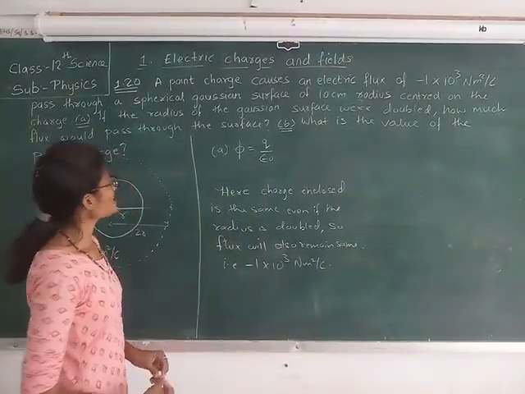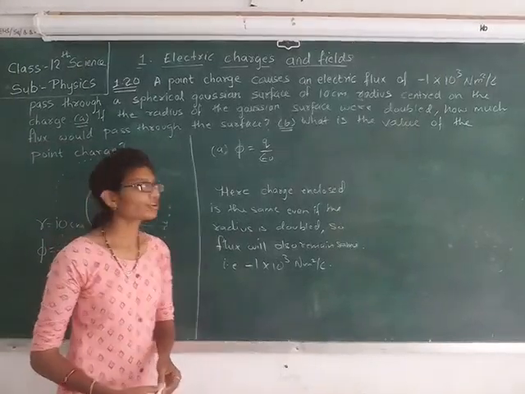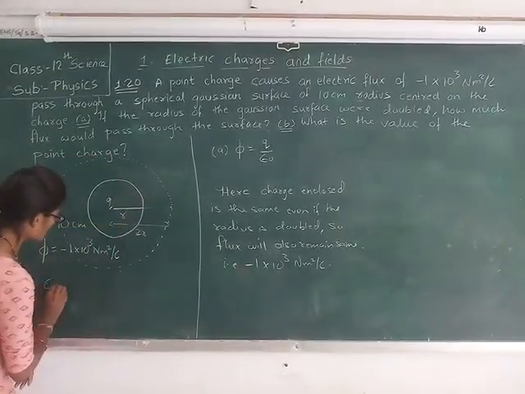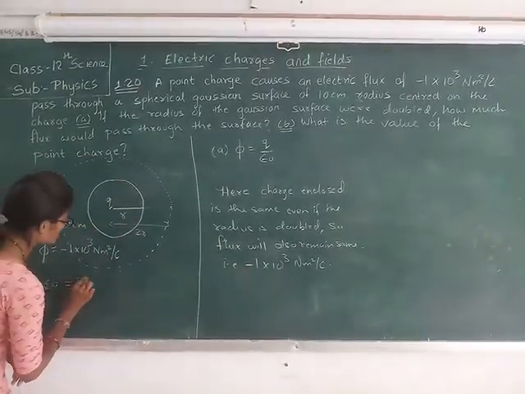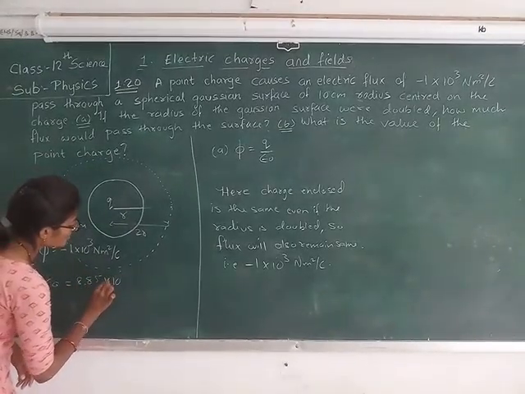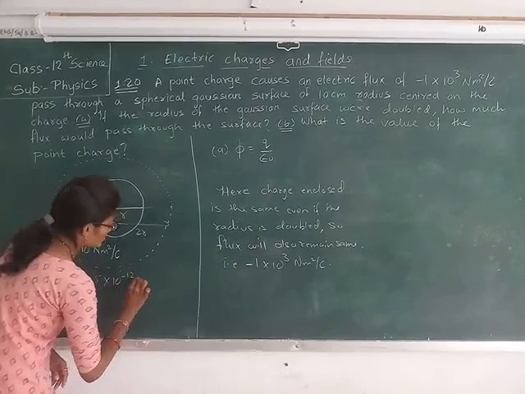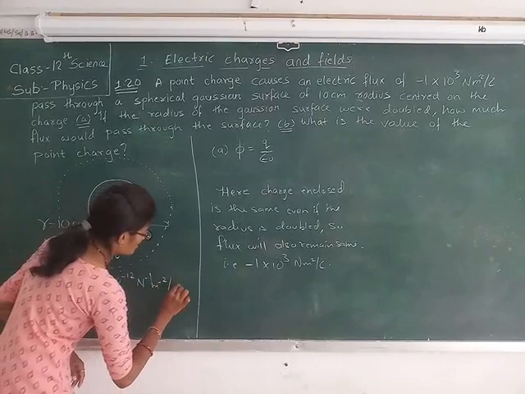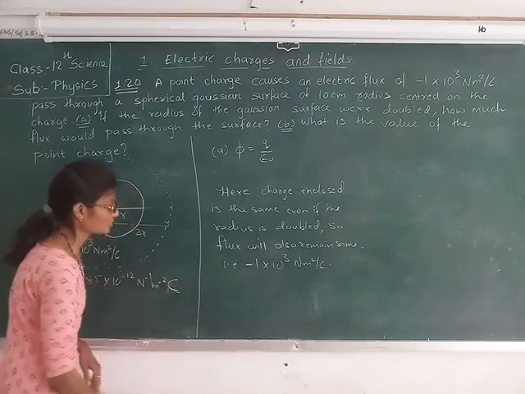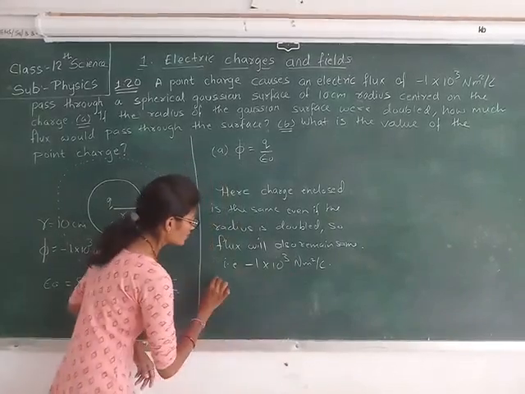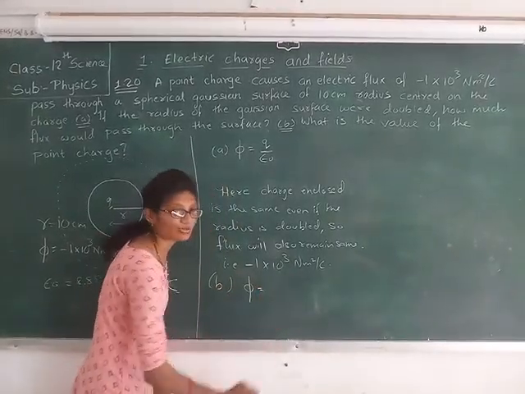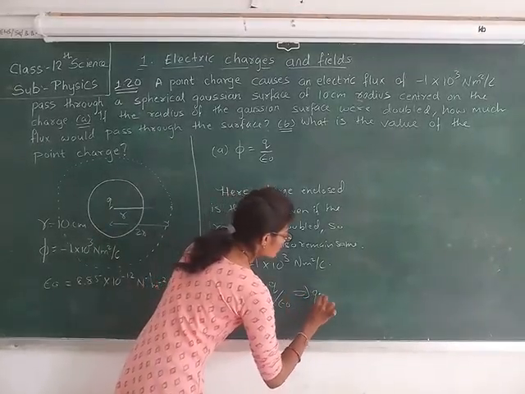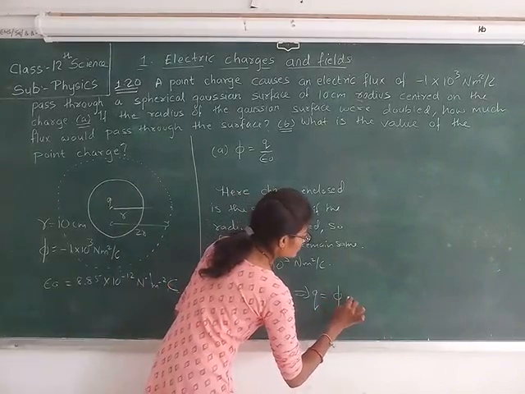Now the second part: what is the value of the point charge? Here in the data we are given the flux, and we know epsilon 0, the permittivity of free space, which is 8.85 into 10 raised to -12 per Newton meter square coulomb square. To find the point charge, we apply the formula phi equals q by epsilon 0, taking q as the subject. So q equals phi into epsilon 0.